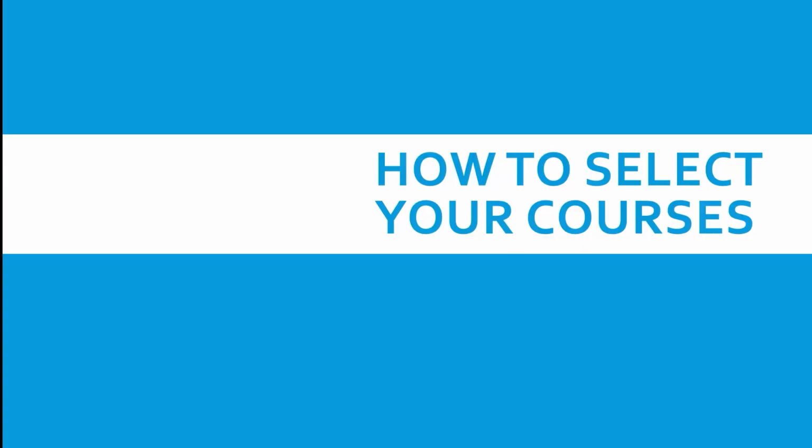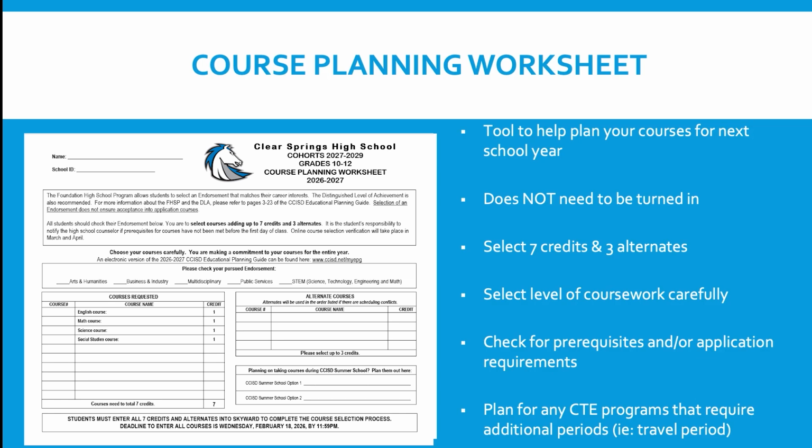Now let's look at how to select your courses. To register for courses, you need to start by planning your courses on the course planning worksheet. This is where you write in the courses you will be taking the next school year. You will enter your selected courses directly into Skyward.